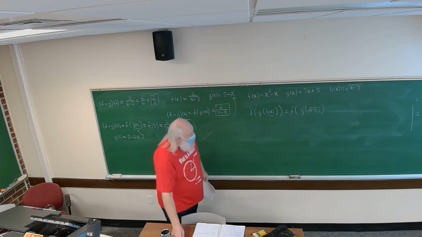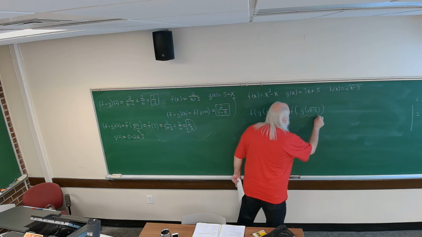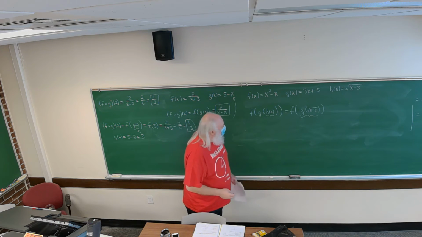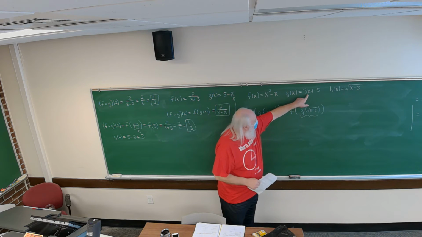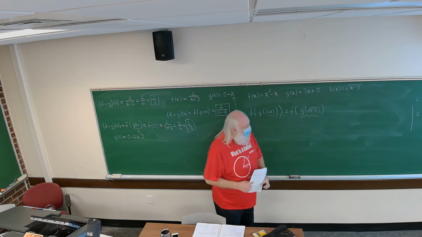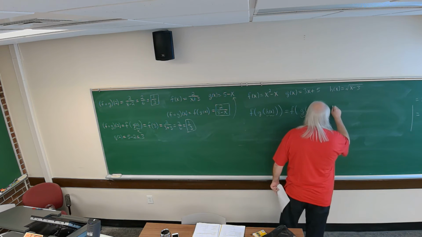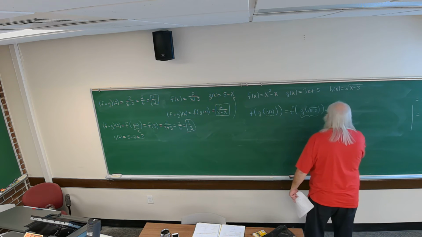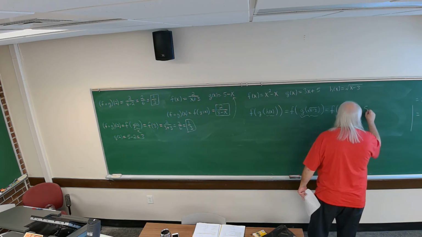And now we evaluate g of square root of x minus 3. To do that, you replace x on the right hand side of g of x with square root of x minus 3. We have f of 3 times the square root of x minus 3 plus 5.